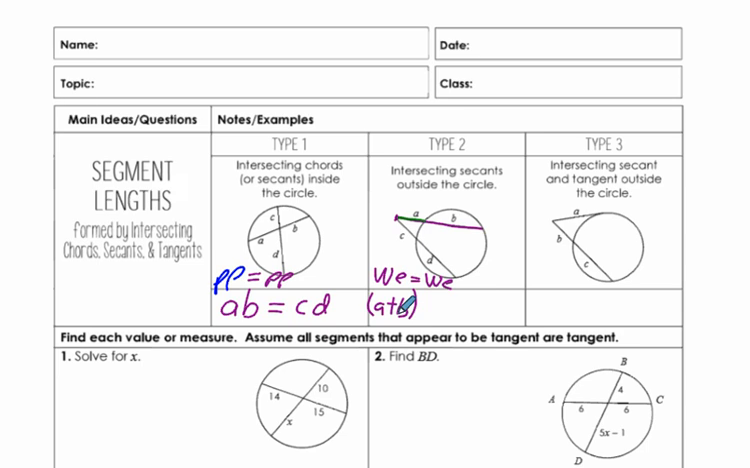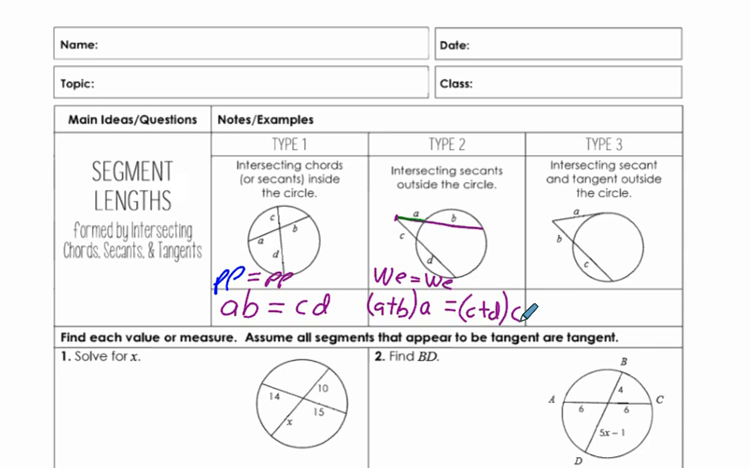So we're going to take A plus B times A, and that's going to equal C plus D times the exterior part of the second line, which is C. So that's going to be your equation for type 2.